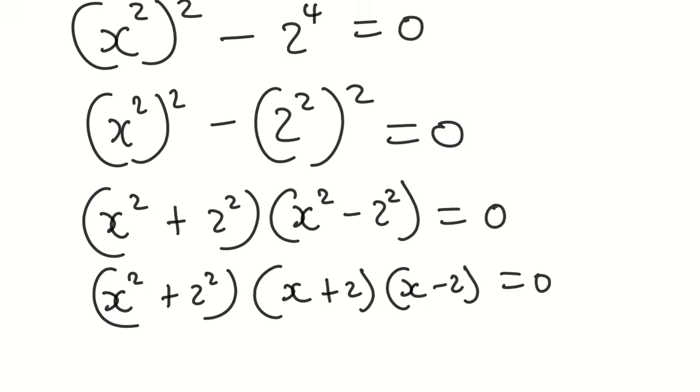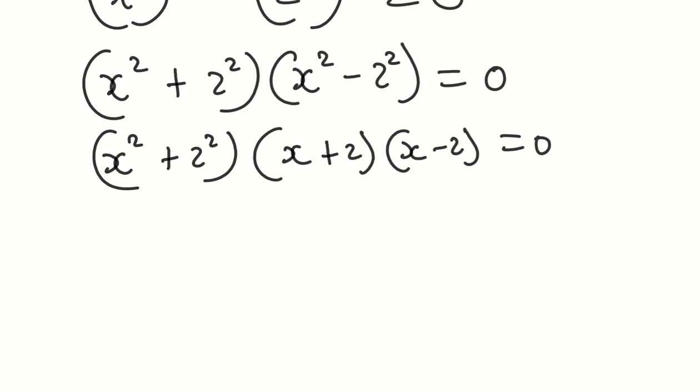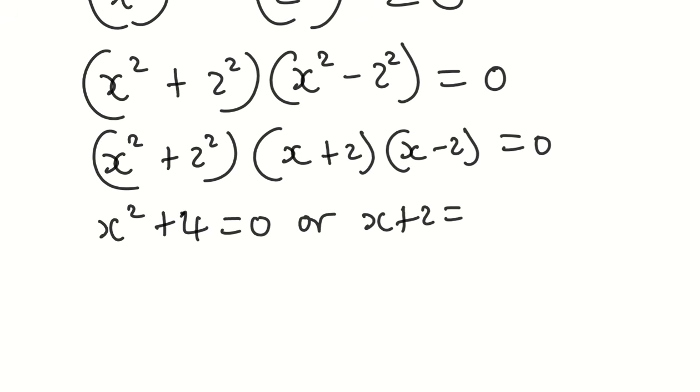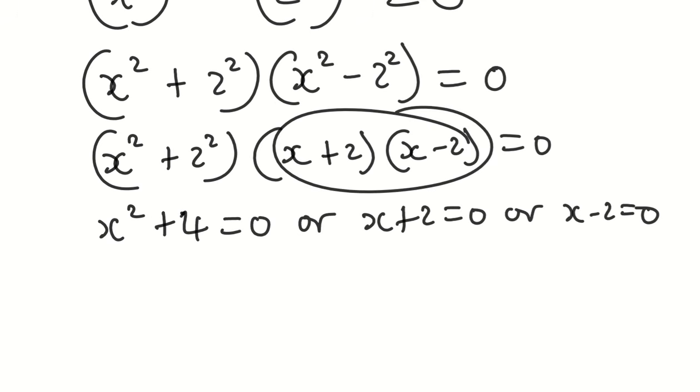So moving on, what this means is that from zero product rule, this is equal to 0, or this second product is equal to 0, or this one is equal to 0, from zero product rule. So I'm going to write this as x squared plus 2 squared is already 4, so I can write plus 4 is equal to 0, or x plus 2 is equal to 0, or x minus 2 is equal to 0. That's from here now.